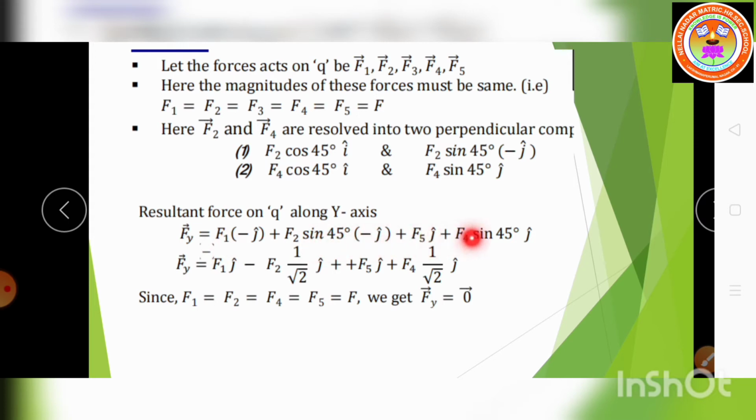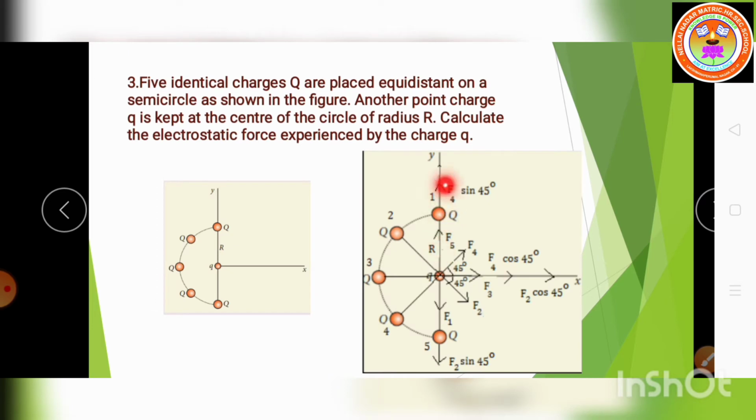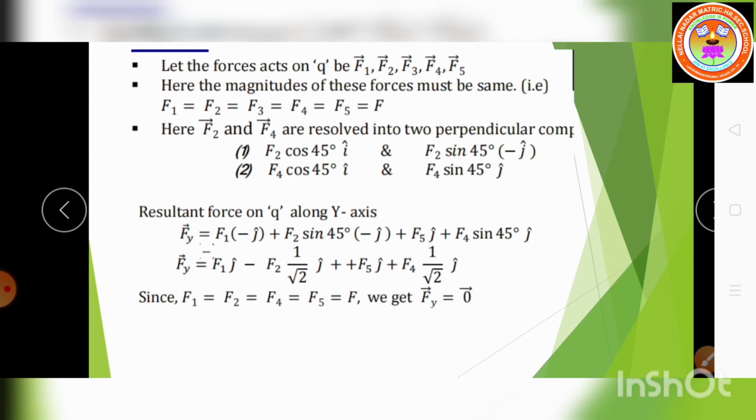And upward we are going to take as what? Plus j cap. So, add the 4 components. Okay, is it clear now? Listen, upward 2 and downward 2. Okay, if you add here, you already know that F1 and F5 are equal.